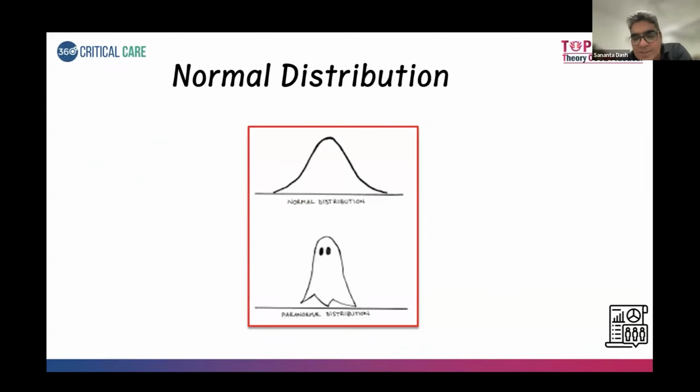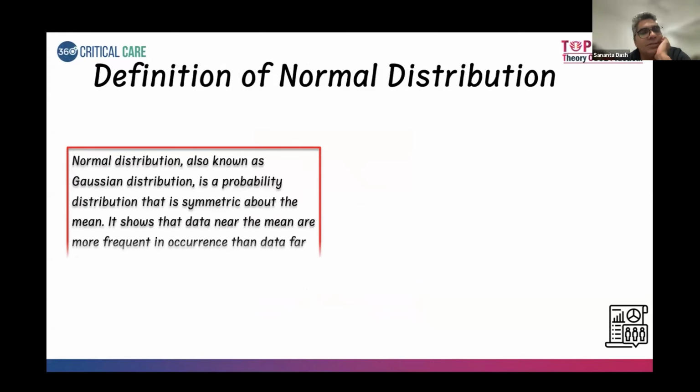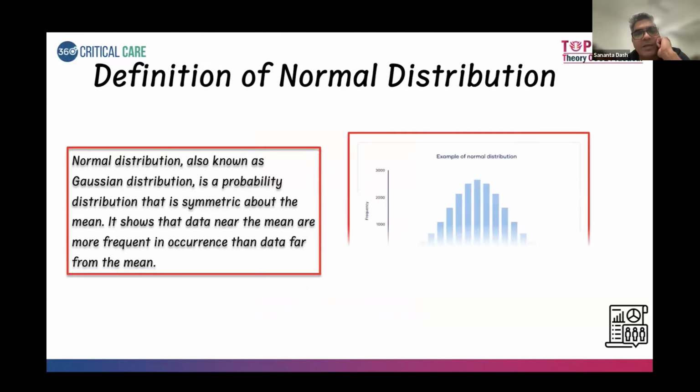Now let's talk about normal distribution. This can be another question. The definition of normal distribution, also known as the Gaussian distribution, is a probability distribution that is symmetric about the mean. So the mean will be in the center and the tails will be on either side. It shows that the data near the mean are more frequent in occurrence than the data far from the mean.